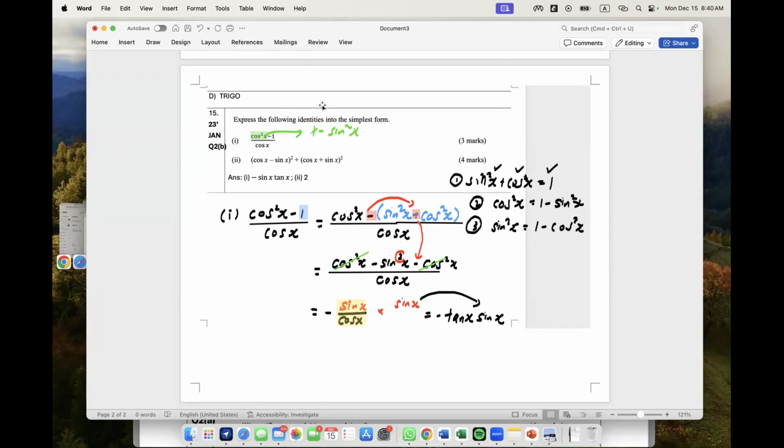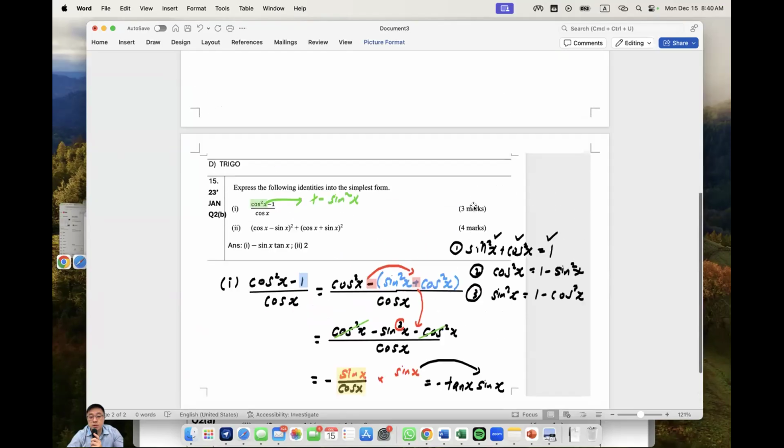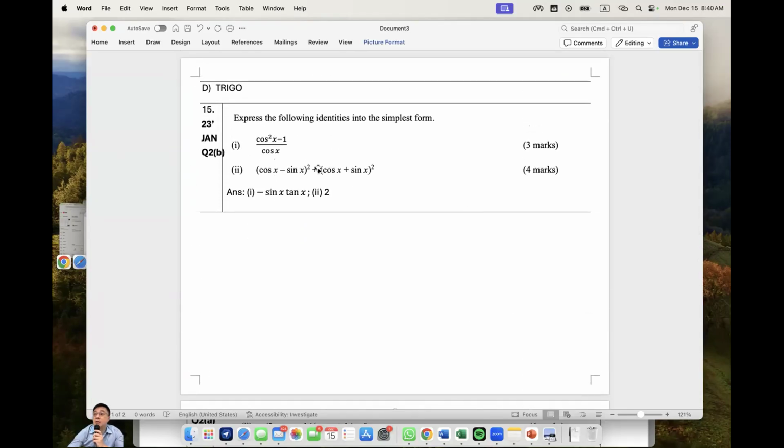Can we continue to the next one? All right. So the next question we will just expand it, isn't it? Expand both of this, completing the square. So for this one, (cosine x minus sine x) squared, the value.